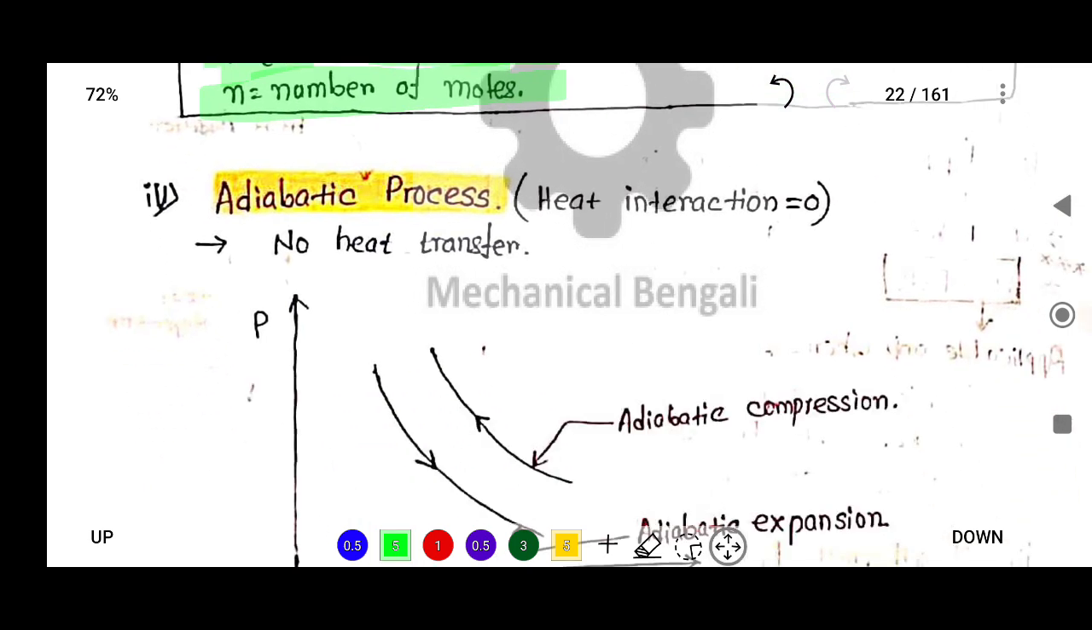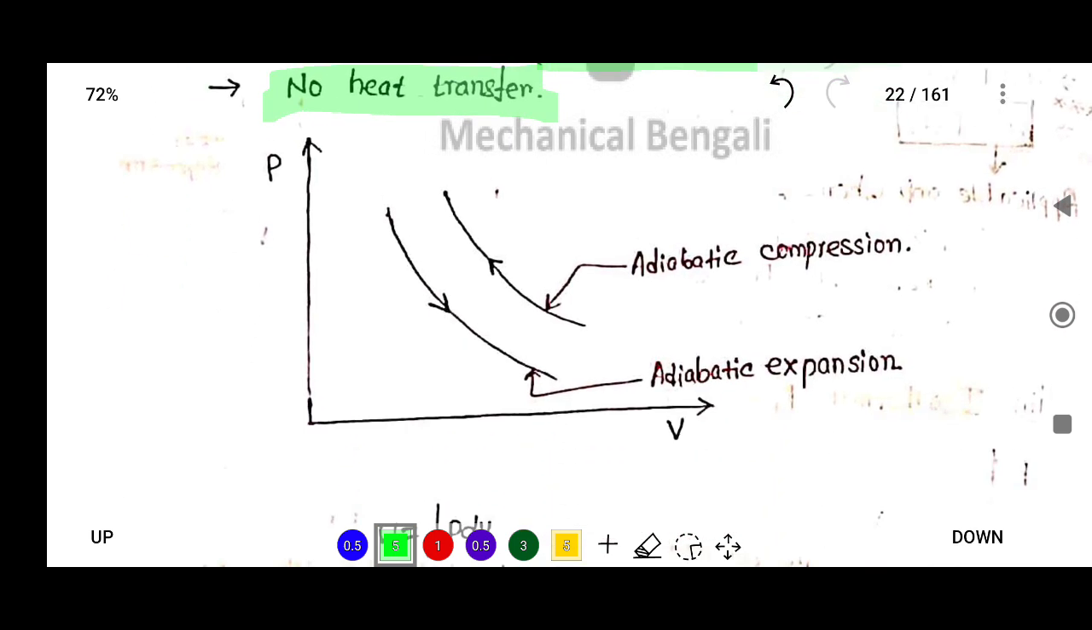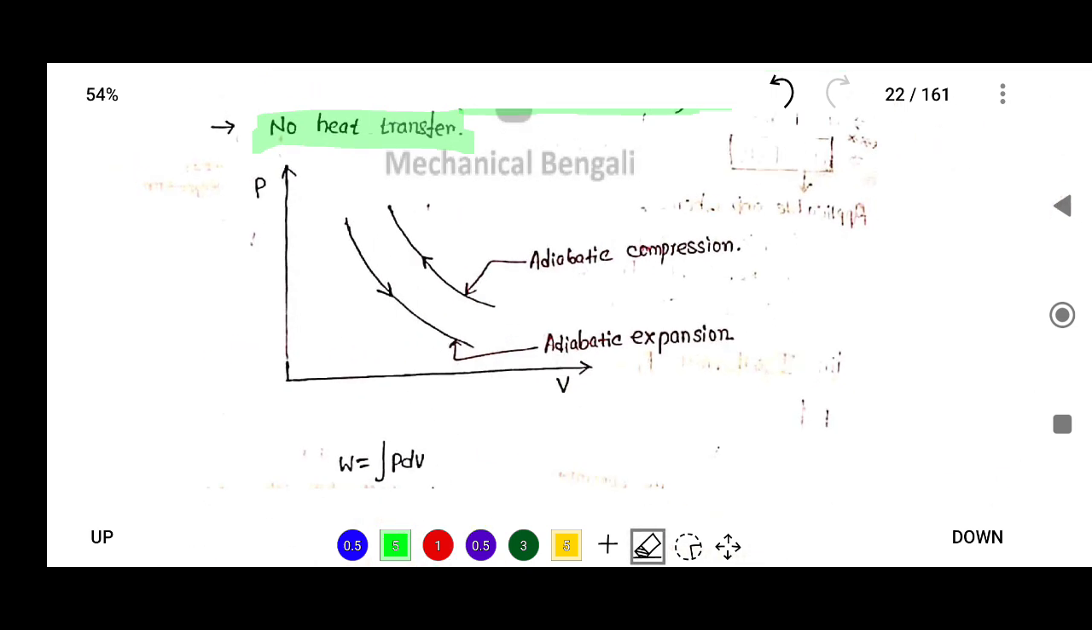Now there is an adiabatic process. Adiabatic process means heat transfer is equal to 0. The amount of Q is equal to 0, that means no heat transfer. So this is the adiabatic process. In the PV diagram, you can see this is the P axis and this is the V axis. Here, if the volume increases, it is an adiabatic expansion process. And if the volume decreases and pressure increases, this is the adiabatic compression process.